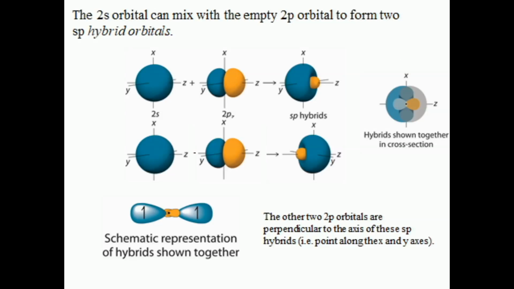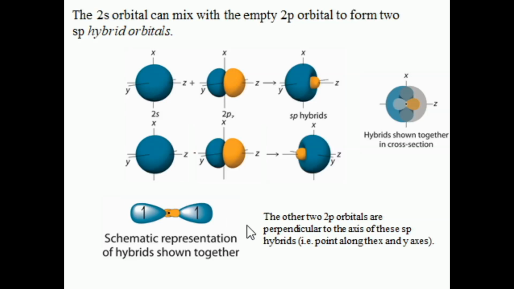The 2s orbital can mix with the empty 2p orbital to form two sp hybrid orbitals. So here, when I take the s orbital and add it with the p orbital, I get a hybrid orbital that looks like that, whereas if I subtract them, I get a hybrid orbital that looks like that. These are really the way the hybrid orbitals look together. One is more on one side and one is more on the other, but schematically it would be drawn like this, almost like a p orbital, but more separated.